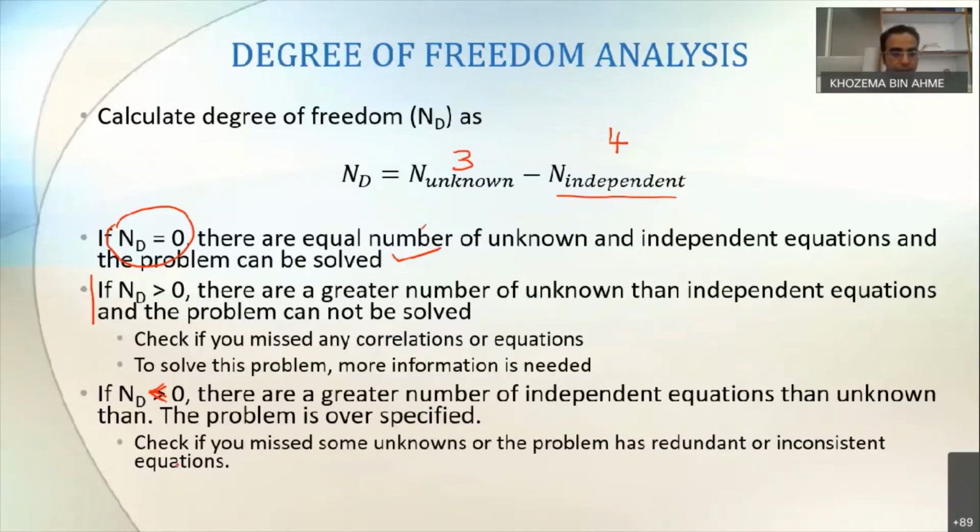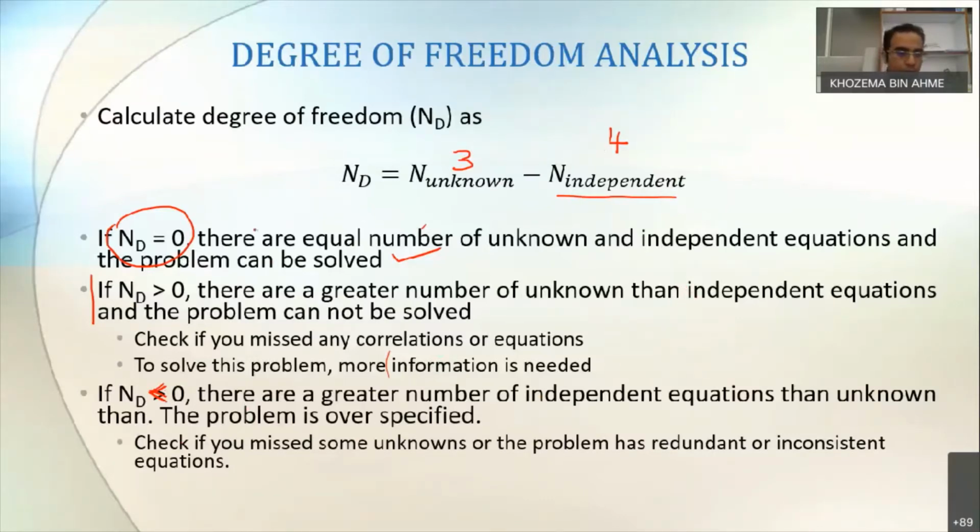Okay, so first of all, you must check if you missed some unknowns. So again, go back to your step 3, draw and label properly, or you have redundant or inconsistent equations, meaning that this question is also unsolvable. Because if you have more independent equations than your unknowns, you can have 2 answers for the same unknown, which is not correct.